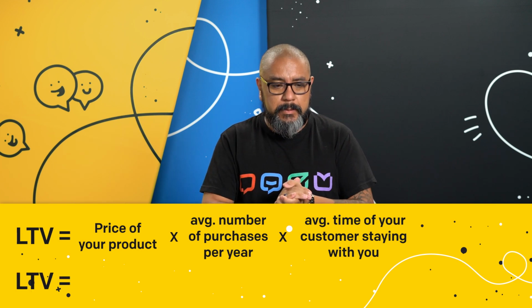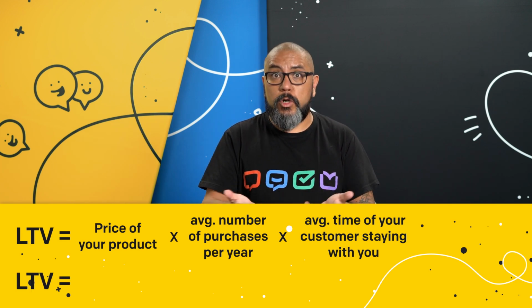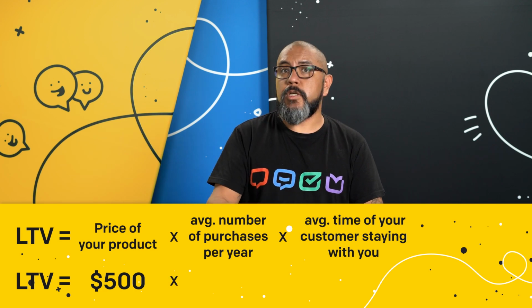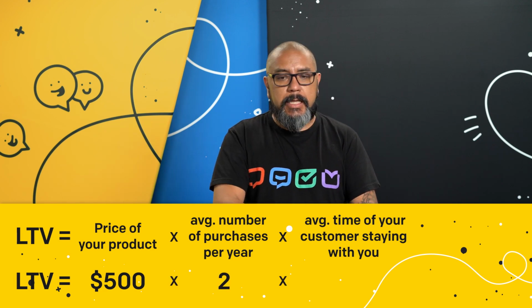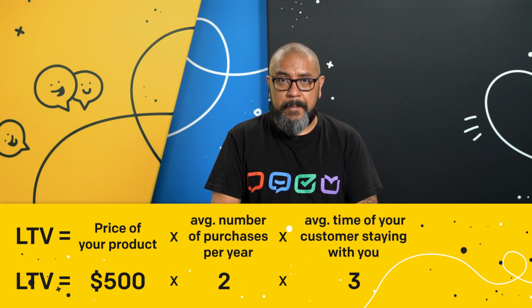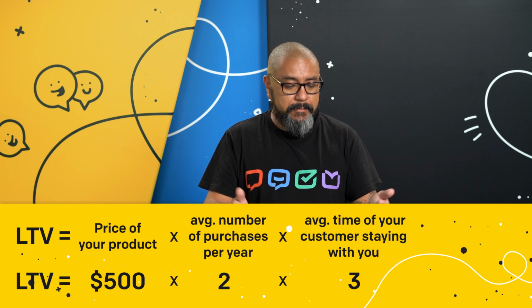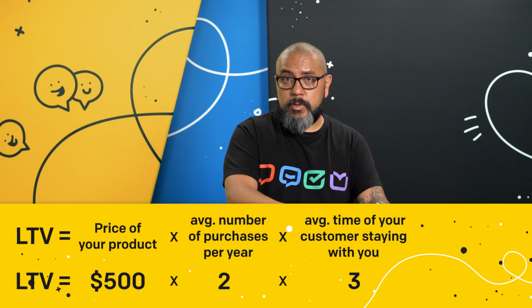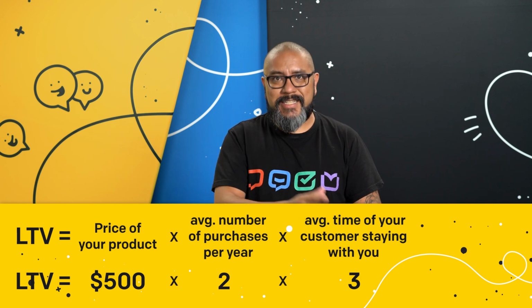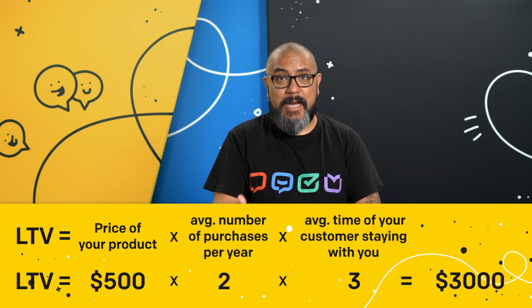So let me give you a good example. If you're selling, for example, coaching workshops and you charge $500 per workshop, your customers come to you twice a year and your customers usually stay with you 3 years because after that they just don't need the workshops anymore. So how do you get your LTV? 500 times 2, which is the 2 times during the year, times 3, which are the years that they stay with you, that number will give you $3,000.